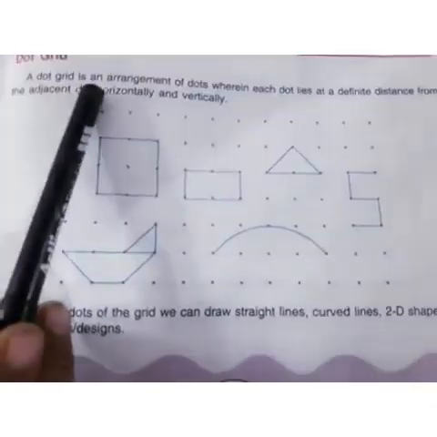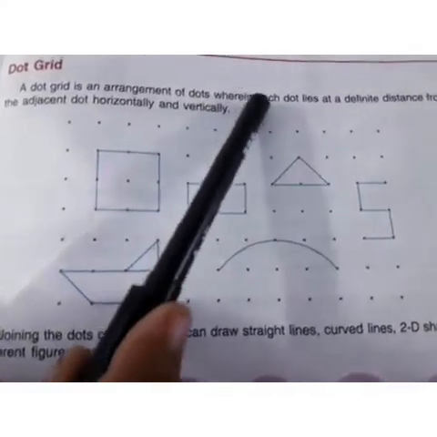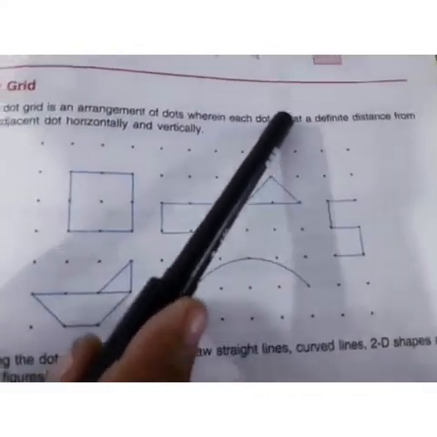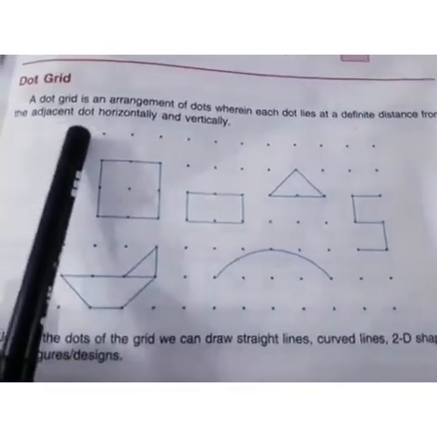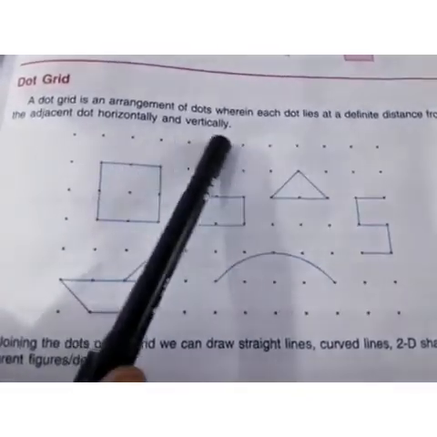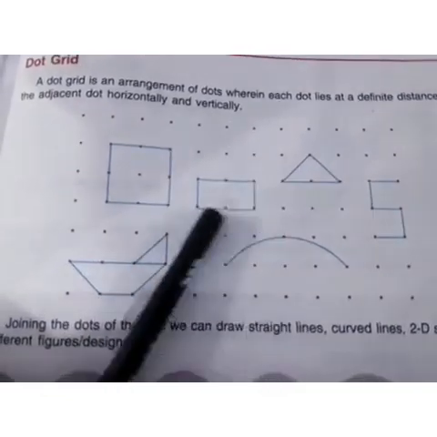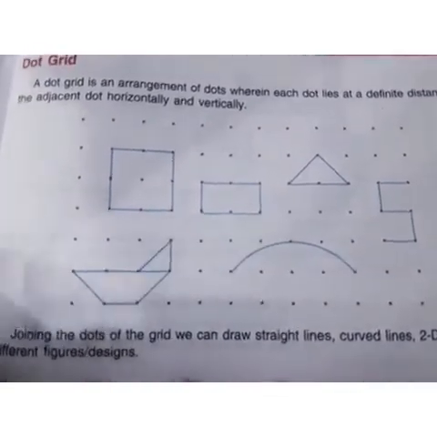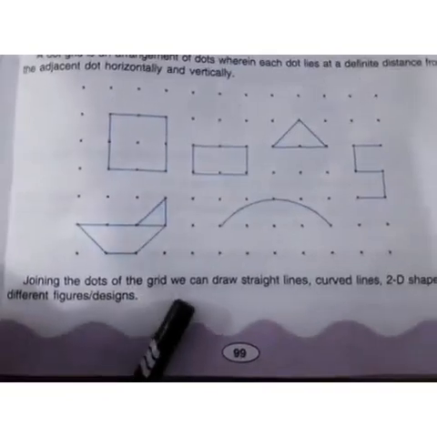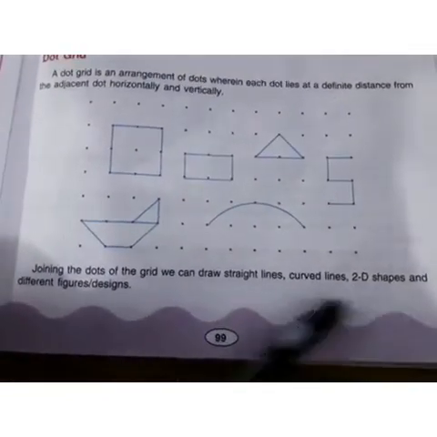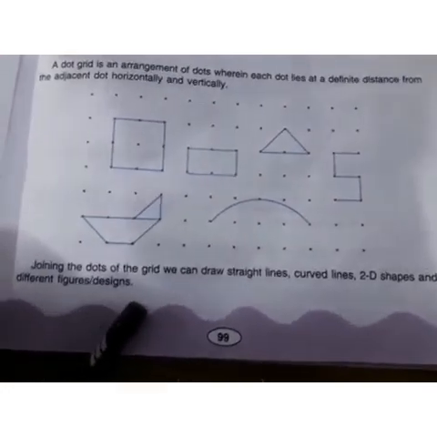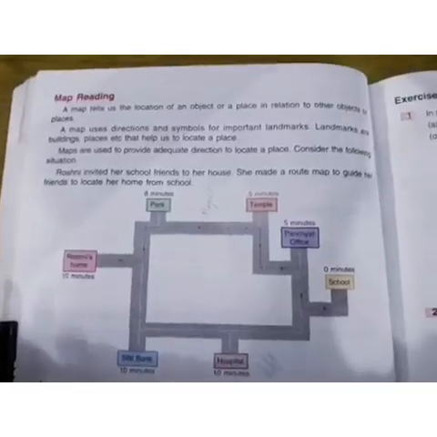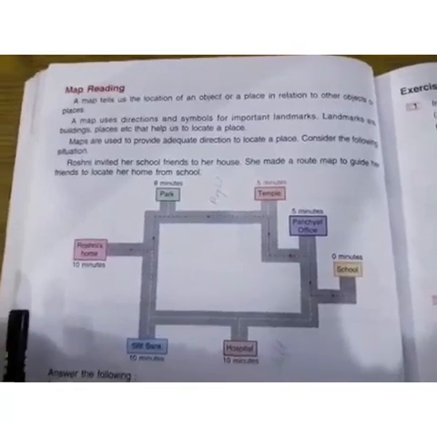Important. A dot grid is an arrangement of dots wherein each dot lies a definite distance from the adjacent dot horizontally and vertically. Here you can see the shapes. Joining the dots of the grid, we can draw straight lines, curved lines, 2D shapes and different figures and designs. Now let's learn about map reading.